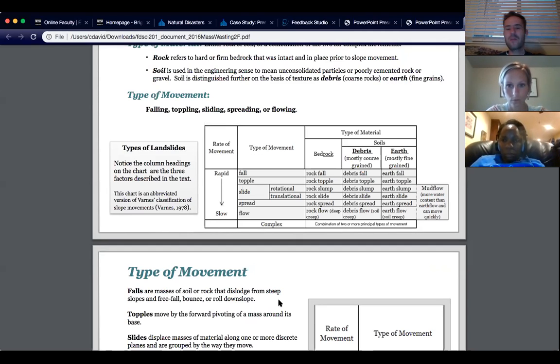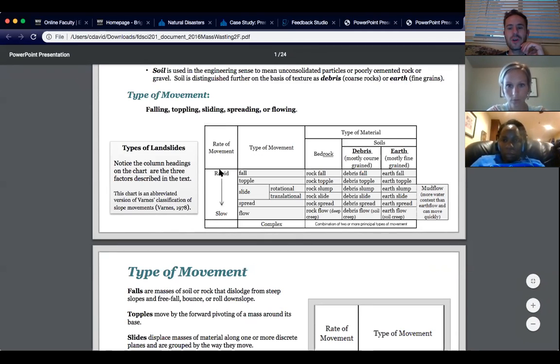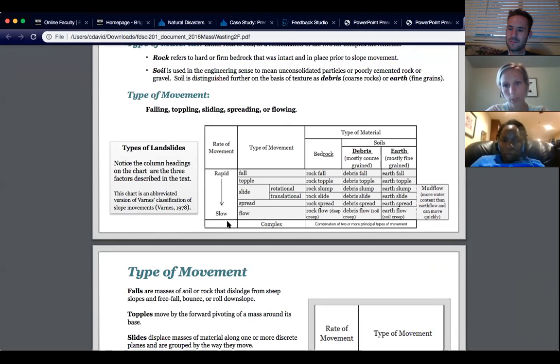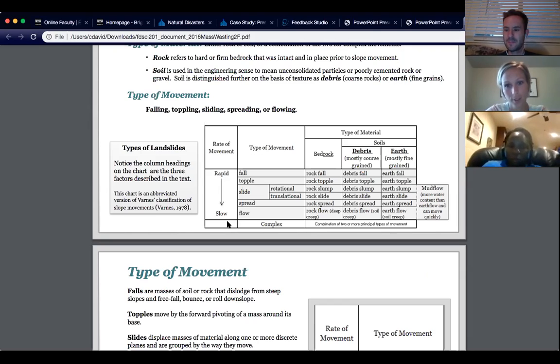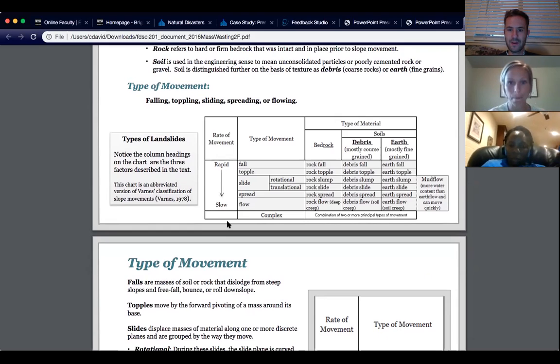This chart just shows all these mass wasting events in terms of speed. Well, it makes sense. A fall is going to go fast. A topple is going to go fast. Yeah, okay, perfect.